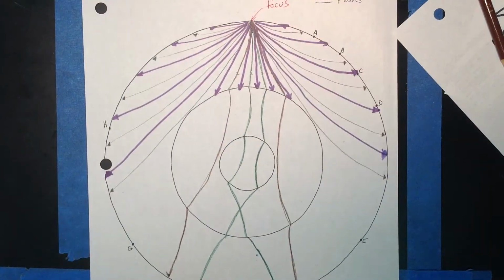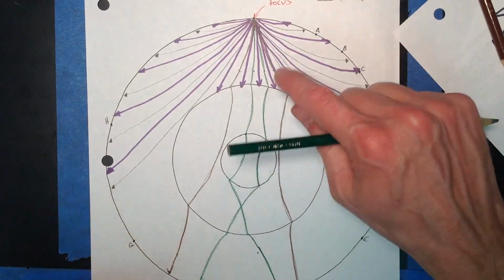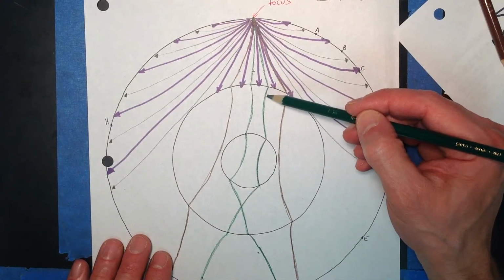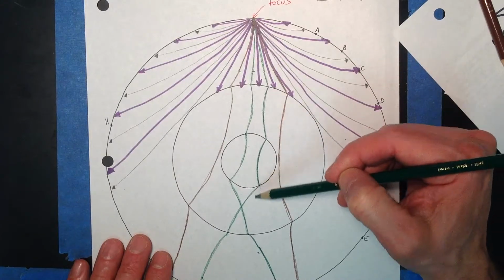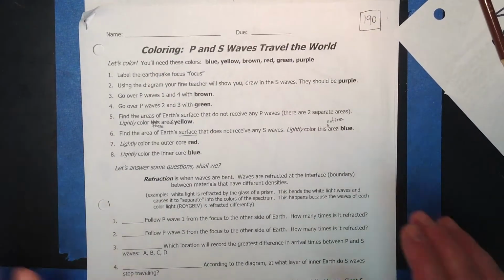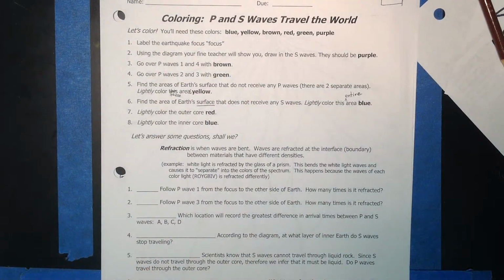Okay, and that's the idea, showing that every time it goes to a layer with very different properties, in this case different densities, it causes refraction. So it gets refracted at this layer, at this boundary, at this boundary, at this boundary. And that's the point of this. This is, again, not a coloring assignment. The point is to understand how we see these waves traveling through the inner Earth.